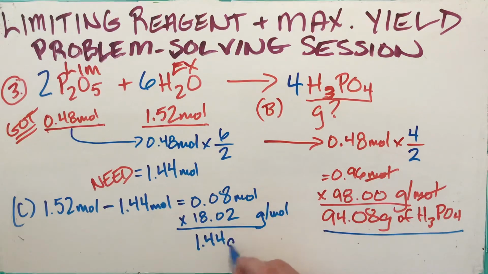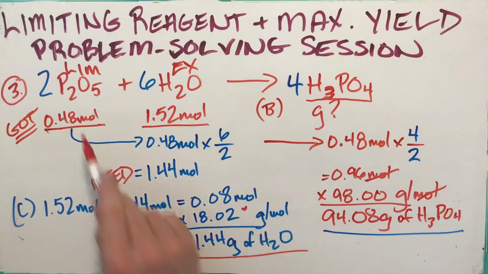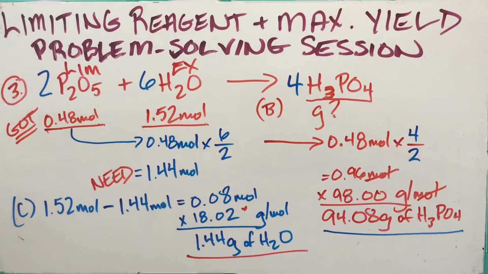1.44 grams of water. Now, on the answer key I posted, I did make a mistake. I think I used the molar mass of P2O5. So this is the real answer for C. I used the molar mass of that material rather than water, so this number was different, which meant this number was different. A silly mistake, but it followed me through my work.